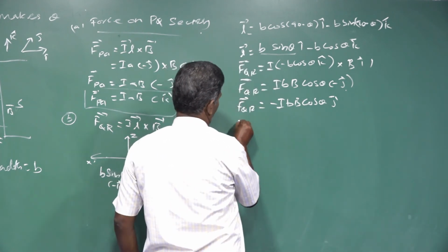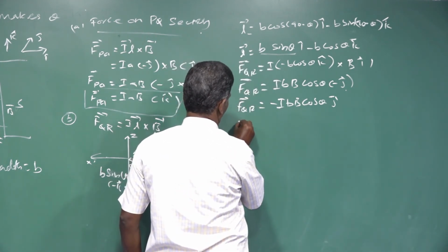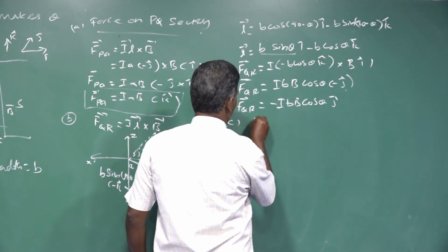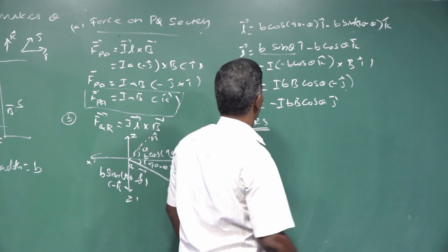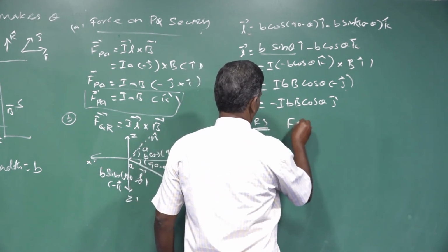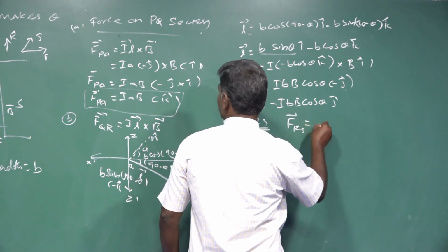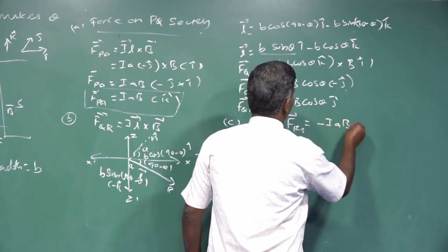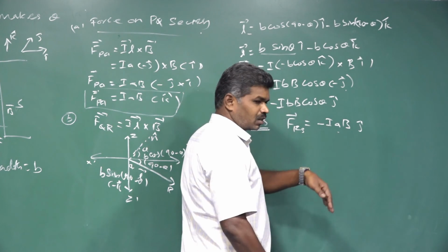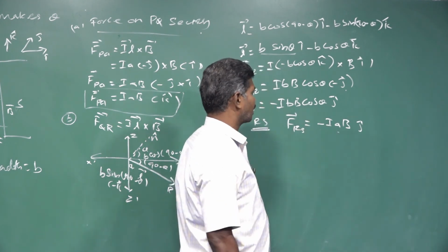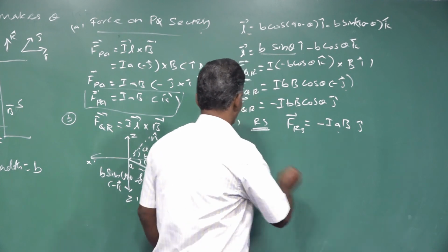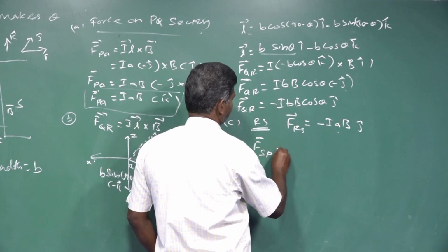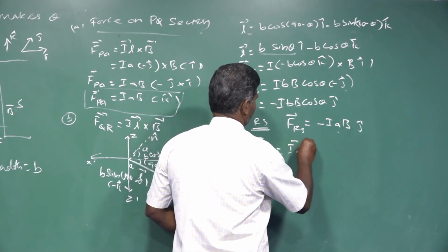Next, we take the third side, case 3, which is the RS side. There we have already calculated that F RS vector can be taken as minus IAB j cap. We have already calculated it in the first case, that's why we take minus IAB j cap itself.